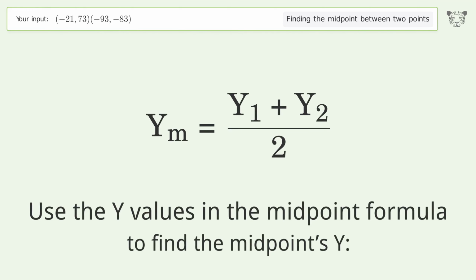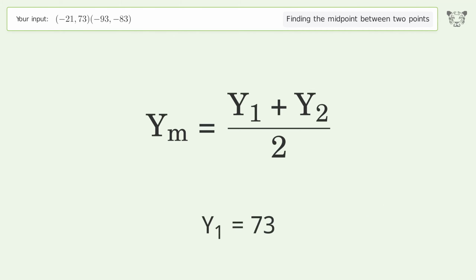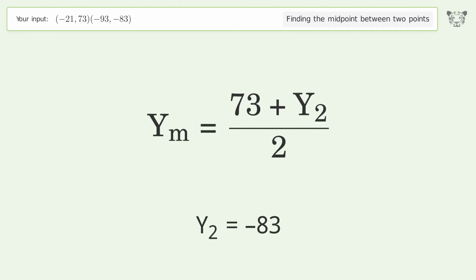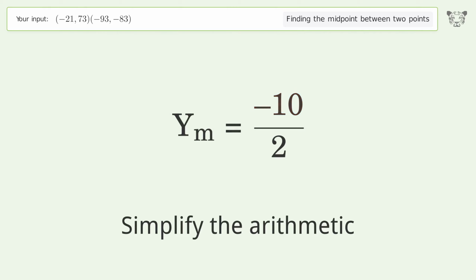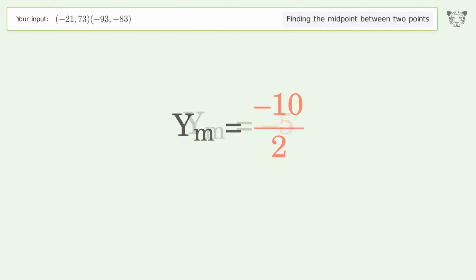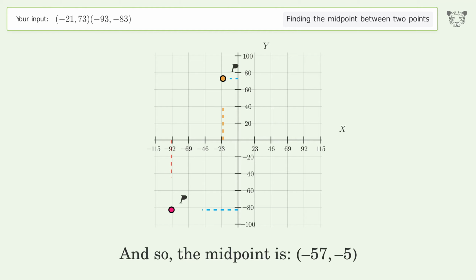Use the y values in the midpoint formula to find the midpoint's y. y1 equals 73. y2 equals -83. Simplify the arithmetic. And so, the midpoint is -57, -5.